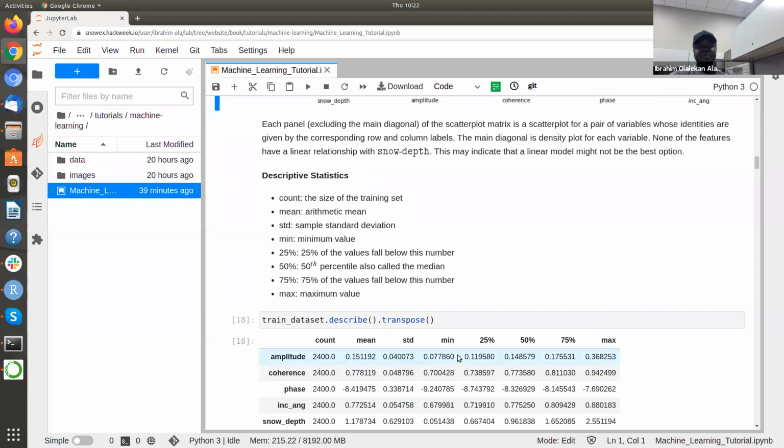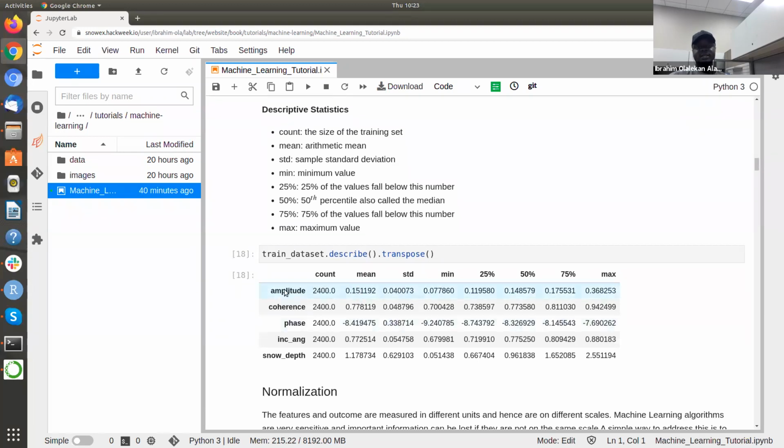Then this 25% means the 25th percentile, which is just saying 25% of the values fall below that particular number. 50% is called the median, which means 50% of the data values fall below that number, and then 50% falls above the number. 75% is the same thing as the 75th percentile, which means 75% of the values fall below this number, and then we have the maximum value.